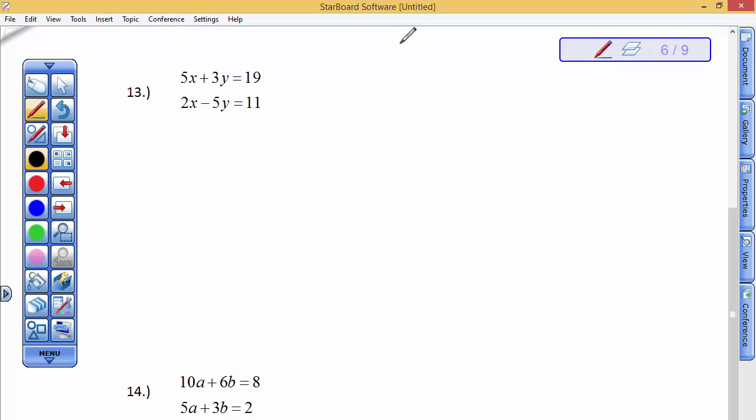The common multiple between a 3 and a 5 is the number 15. And this is a way to find a common multiple, is to list multiples of 3 and 5. As a result, and I'm going to do this in color, I'm going to multiply this equation by the number 5. So let's go ahead and do that. So 5 times 5 is 25x. 3 times 5 is 15y. And 19 times 5 is 95, it looks like.